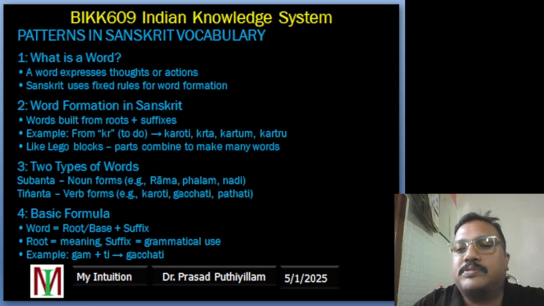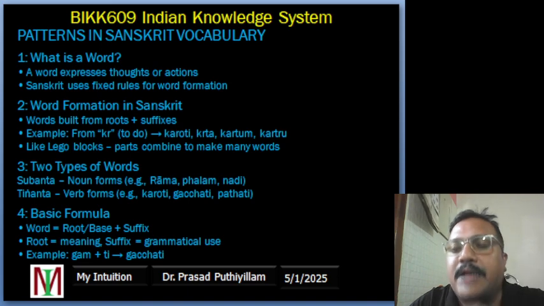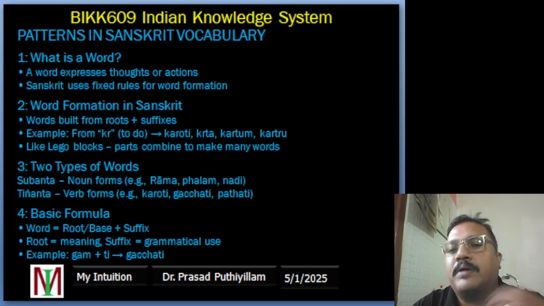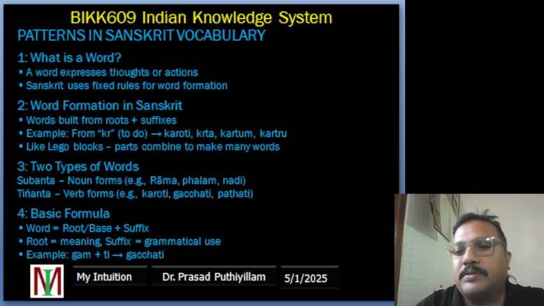The first one, subanta, these are the noun forms which refer to people, objects, places, or even a concept. They typically end with a noun suffix. For example, Rama is a name. Phalam is a fruit. Nadi is a river.